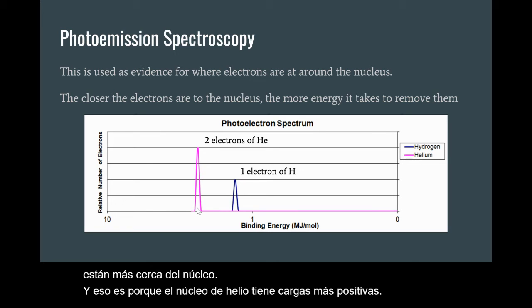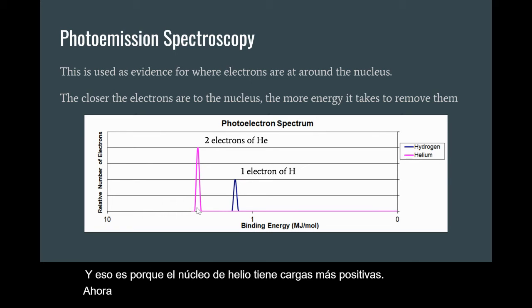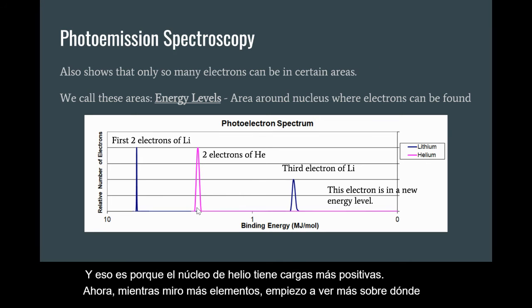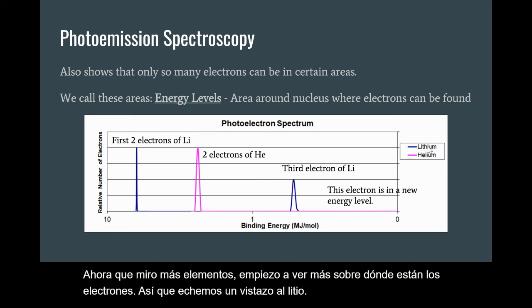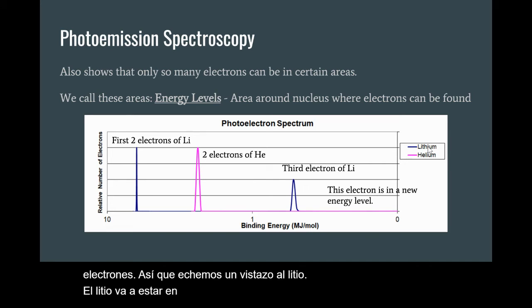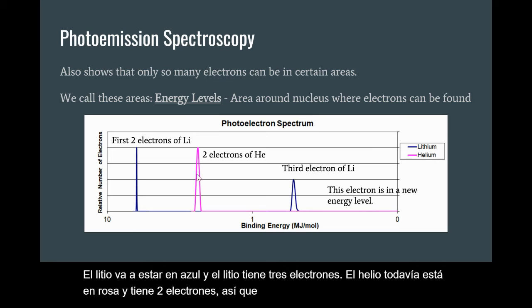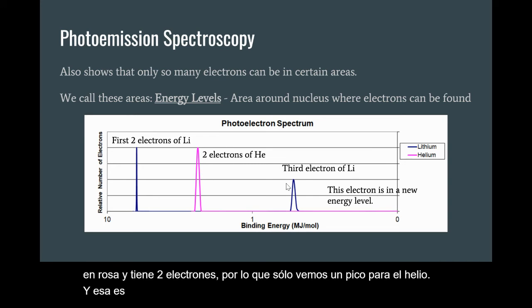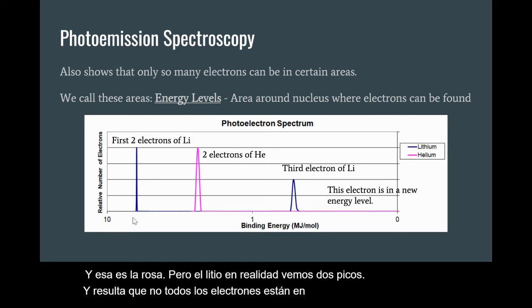Now, as I look at more elements, I start to see more about where the electrons are. So let's look at lithium. Lithium is going to be in blue, and lithium has 3 electrons. Helium is still in pink, and it has 2 electrons. So we only see one peak for helium, and that's the pink one. But lithium, we actually see 2 peaks. And it turns out that not all of the electrons are in the same area around the nucleus.